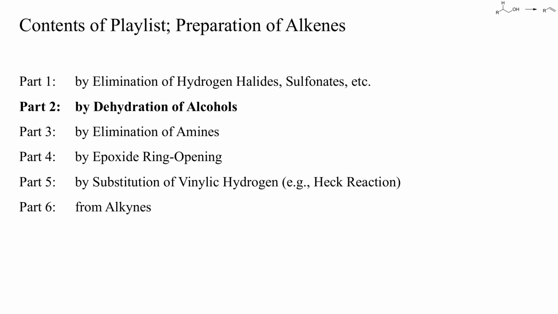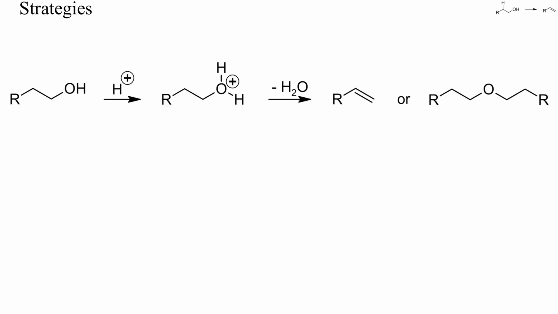Some alcohols can be dehydrated just by heating with acids or bases, but often some kind of derivatization will enable elimination under milder conditions. You can find a more detailed discussion of elimination mechanisms in part 1 of this playlist. Hydroxide is not a good leaving group, but it becomes one by protonation. Ethers and rearranged products are common byproducts of acid-catalyzed dehydrations.